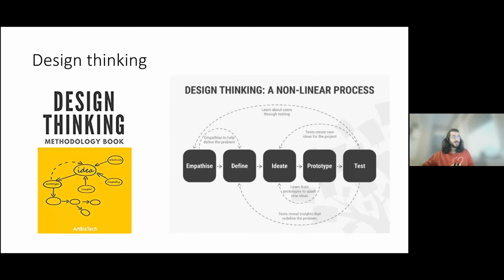And how does this work? It's basically following design thinking. I don't know if you have heard of design thinking, if you spoke about it today, but it's basically a very efficient method to generate real life solutions to real life problems. And it all begins with empathy. You empathize with your target audience.